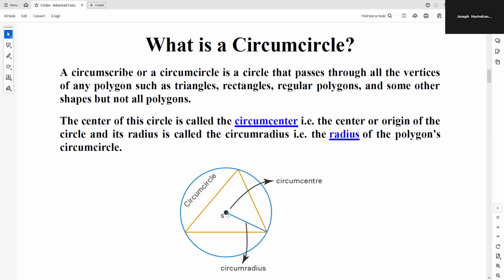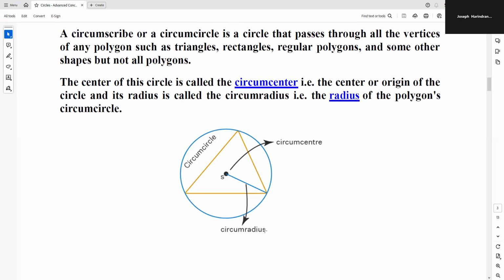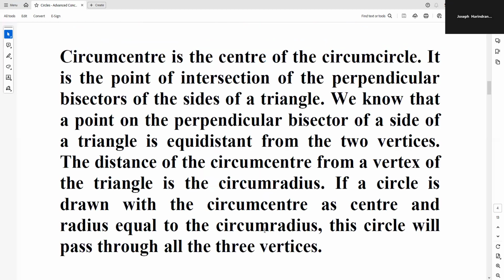And the radius, the line joining the circumcenter to one of the vertices of the triangle, is called the circumradius. Let us see what these definitions are. Circumcenter is the center of the circumcircle. It is the point of intersection of the perpendicular bisectors of the sides of a triangle. We know that a point on the perpendicular bisector of a side of a triangle is equidistant from the two vertices.